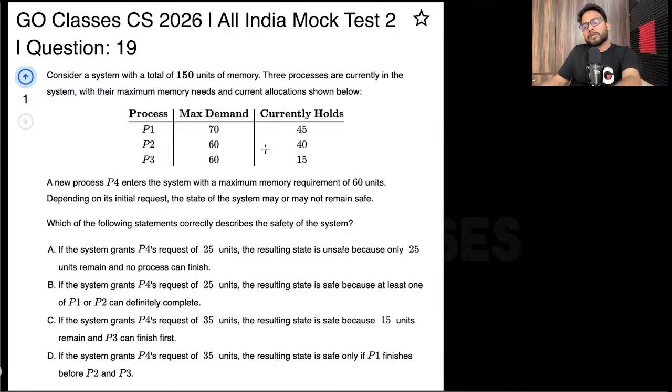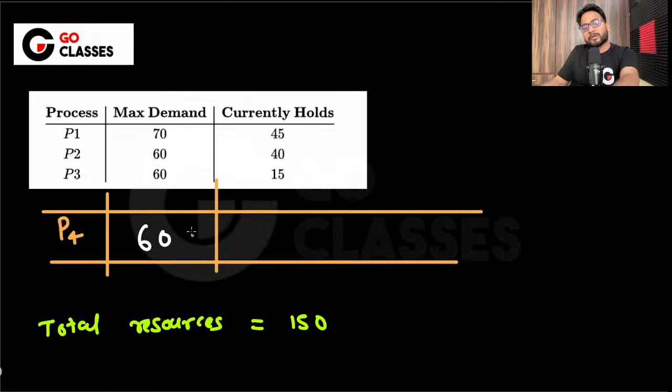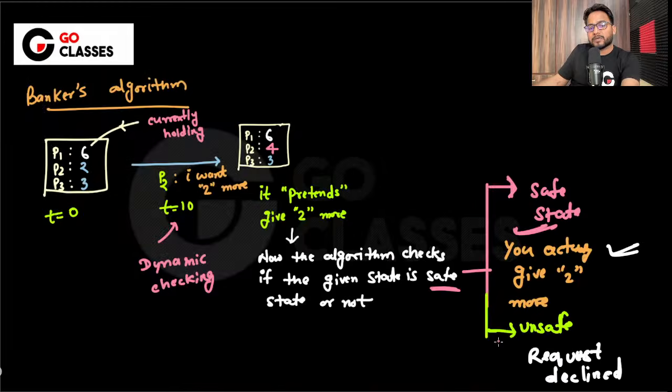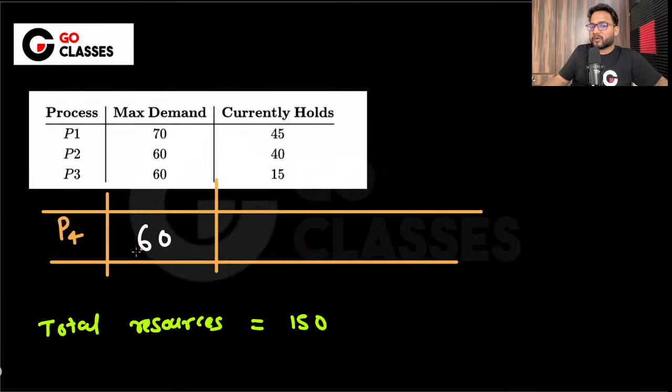See, in total, at maximum, it will require 60. But at present, at t equal to 0, t equal to 5, or wherever, it may not ask for 60. It is asking for, let's suppose, 25. So you can say now the process is demanding 25, right?